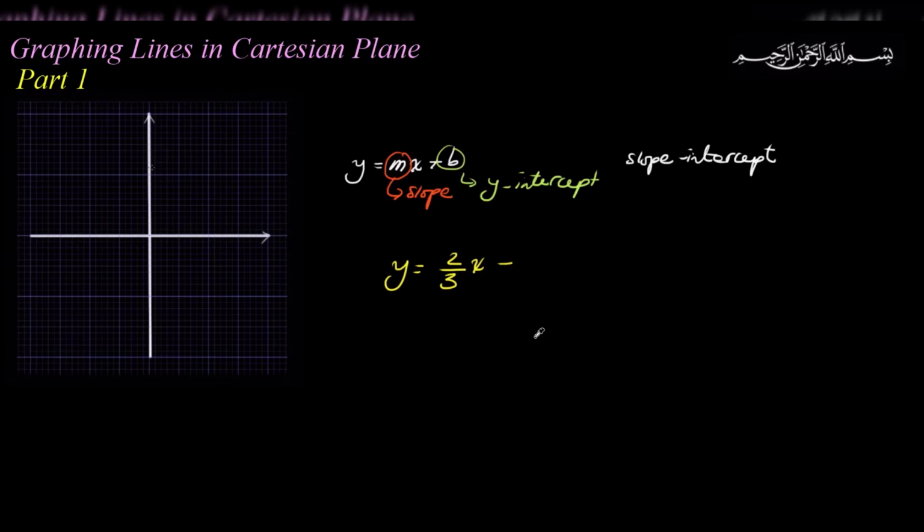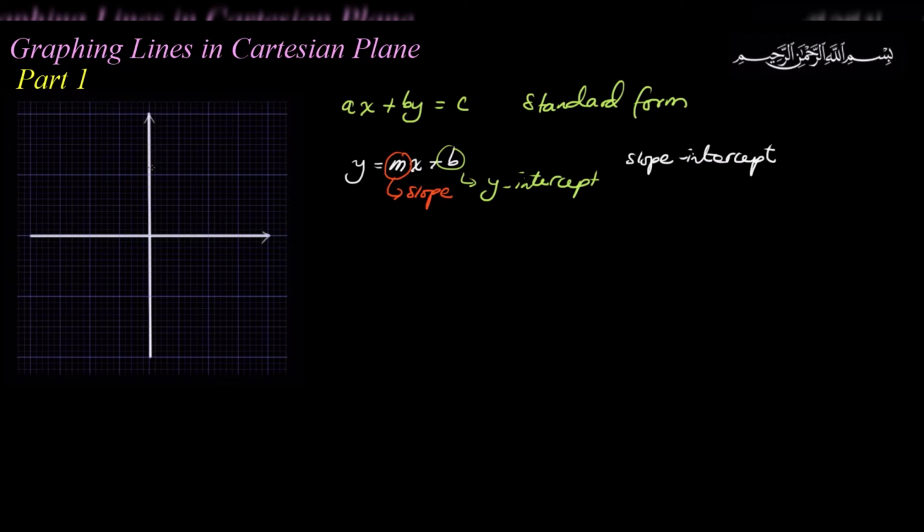There are two other forms that I would like to review for you, and it's important that you know all three forms and that you're comfortable with all three forms. The first form is this one, ax plus by is equal to c, and this is called the standard form of the line.